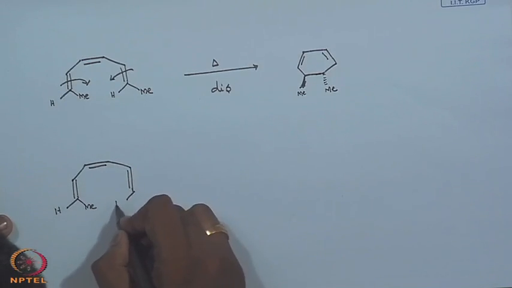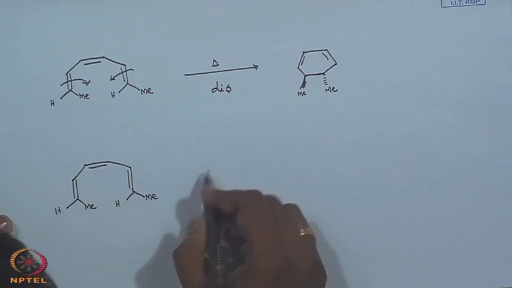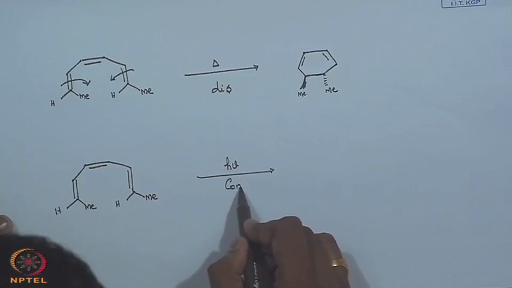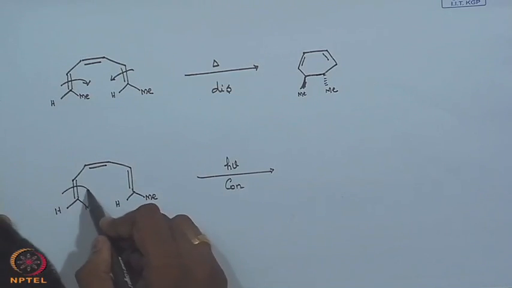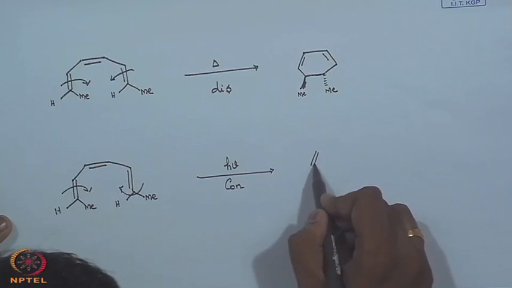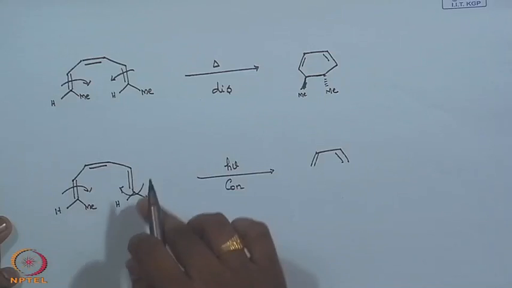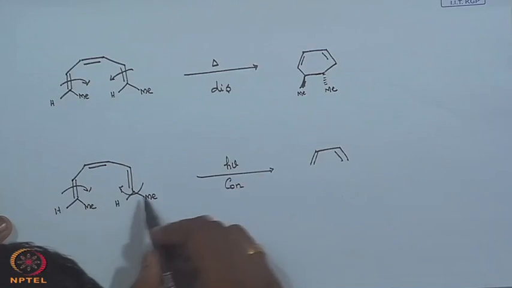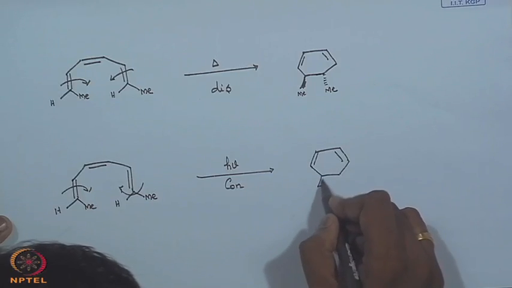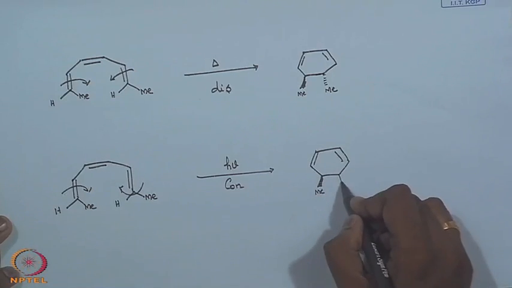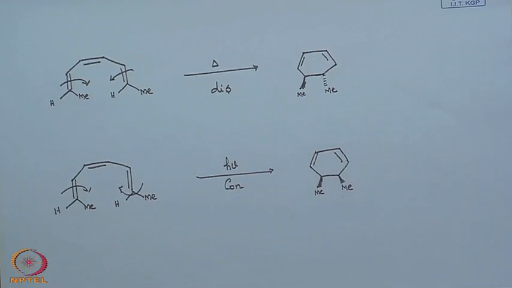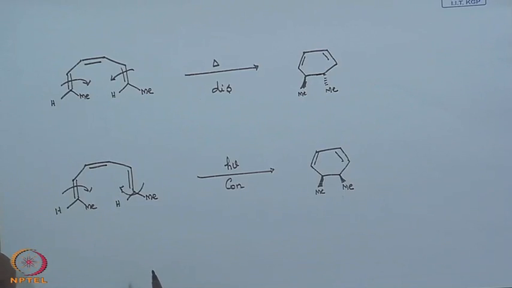Hydrogen methyl and hydrogen methyl, and I do the photolysis here. So, it should be con rotated. So, con, you know, it should be both clockwise and both should be methyl down, methyl up. So, it should be the reverse product. Okay. So, you get just the opposite of this, clear.